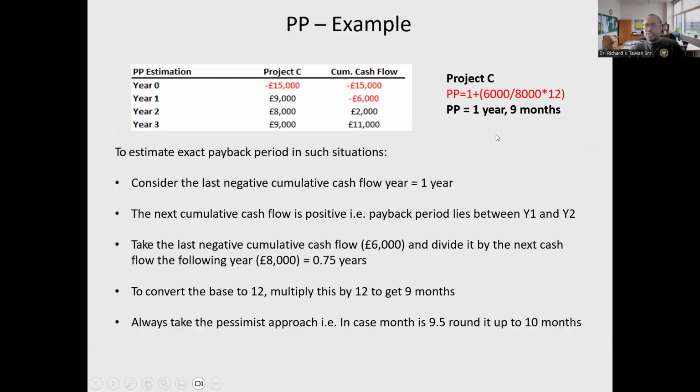Project A paid us in 2 years. Project B paid us in 3 years. Project C paid us in 1 year, 9 months. Which one do you go for? You go for the 1 year, 9 months, because it paid us quickly, right? It paid us quickly. But although the analysis, the narratives over here are what I have just explained.